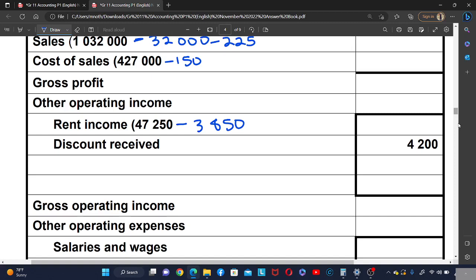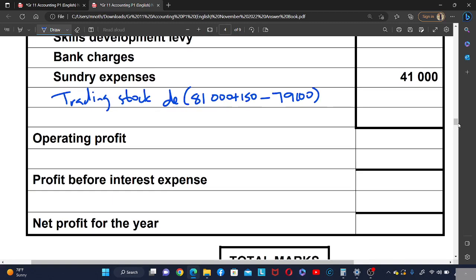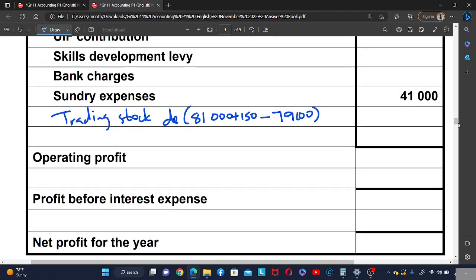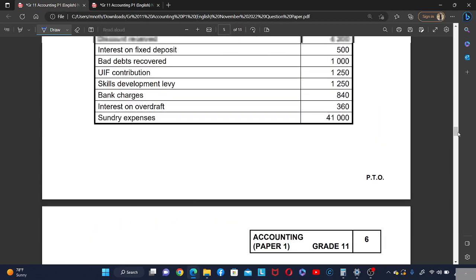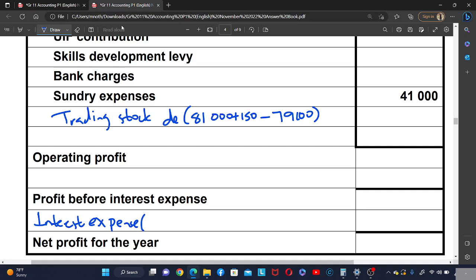Now we know the interest on loan, interest expense. So do we have an interest expense in the trial balance? Oh, we have an interest on overdraft. It is 360, then plus the interest on loan of 7,125.